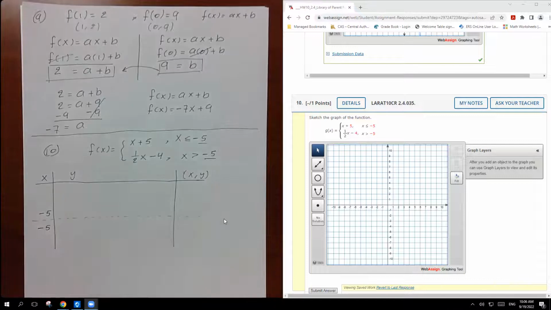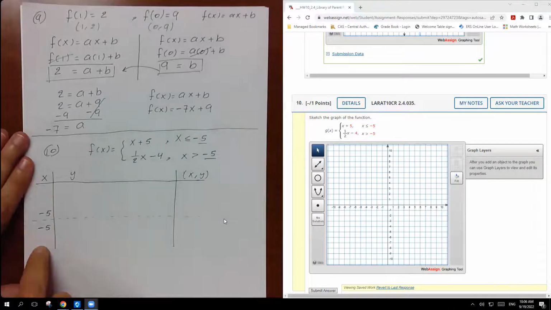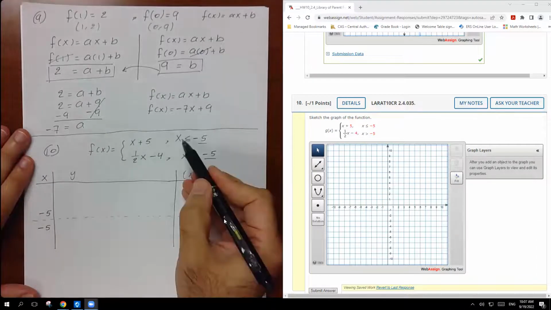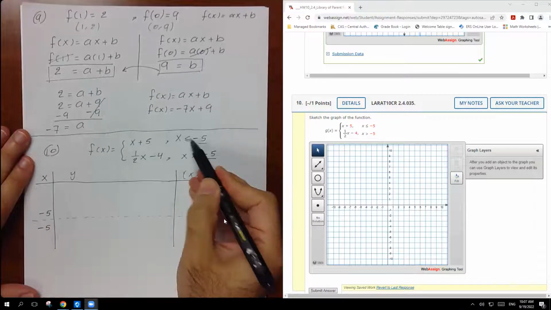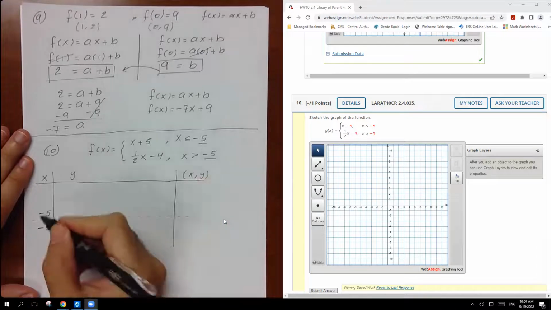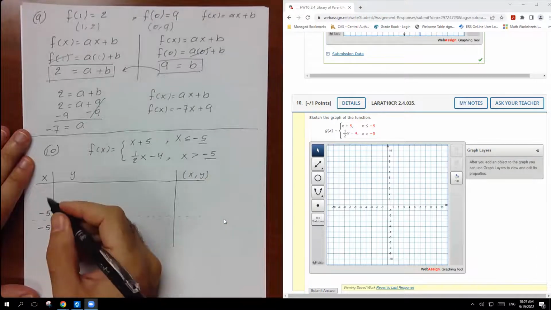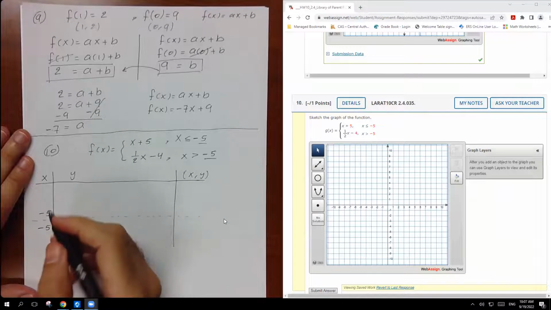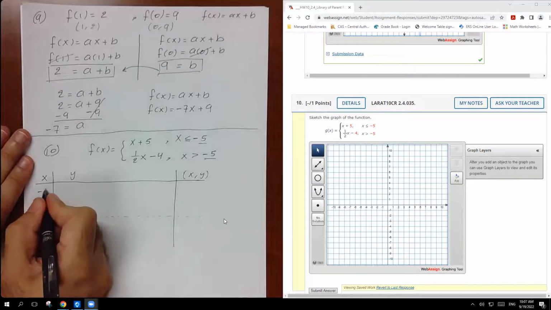Now I need to choose a number here, and I need to choose a number here for the second piece. How are we going to choose these 2 numbers? It says x less than -5. That means I need to choose a number less than -5. Any number here less than -5, -6, -7, -8, it doesn't matter. So let's choose -7.